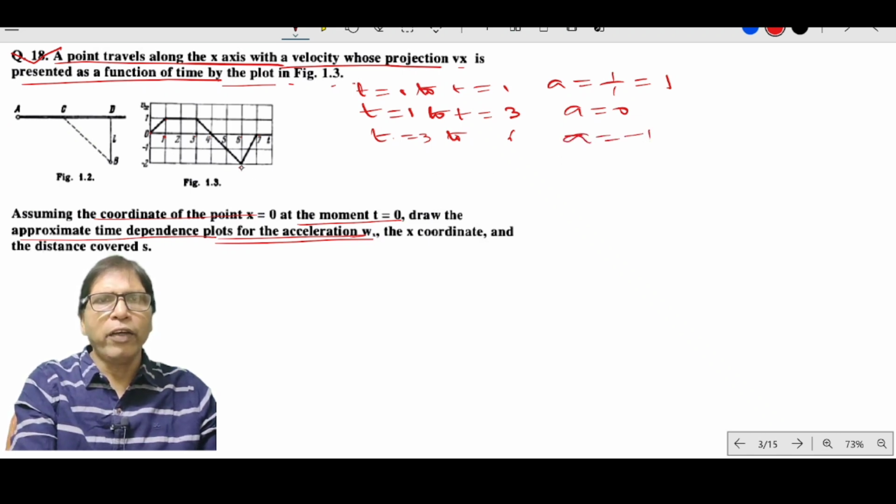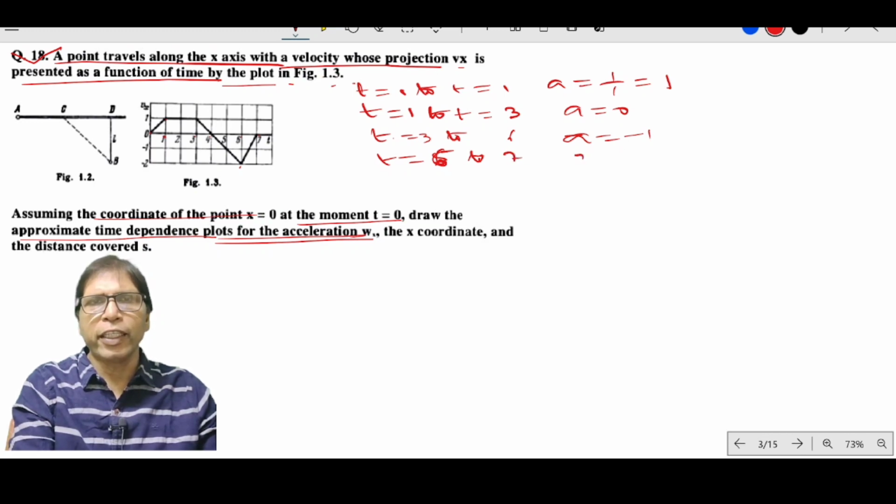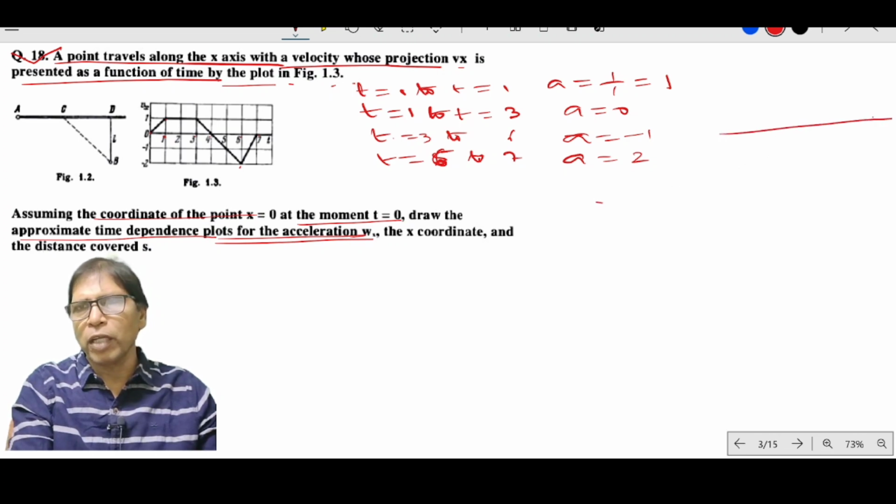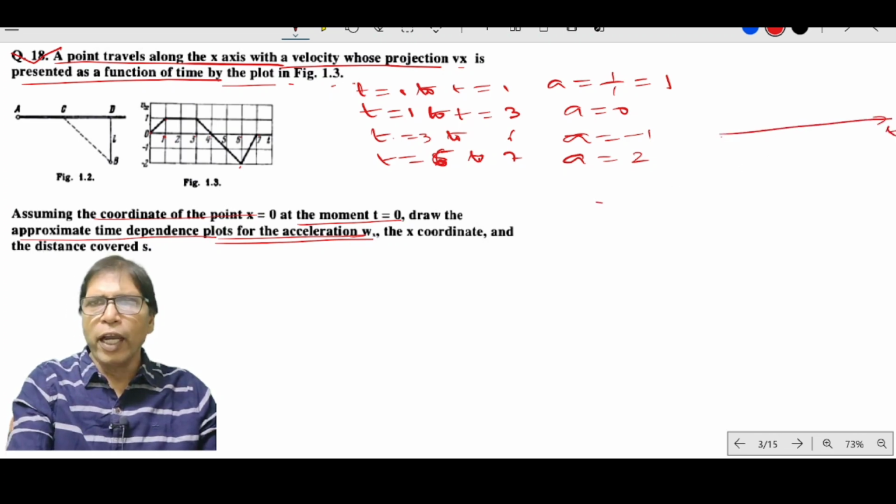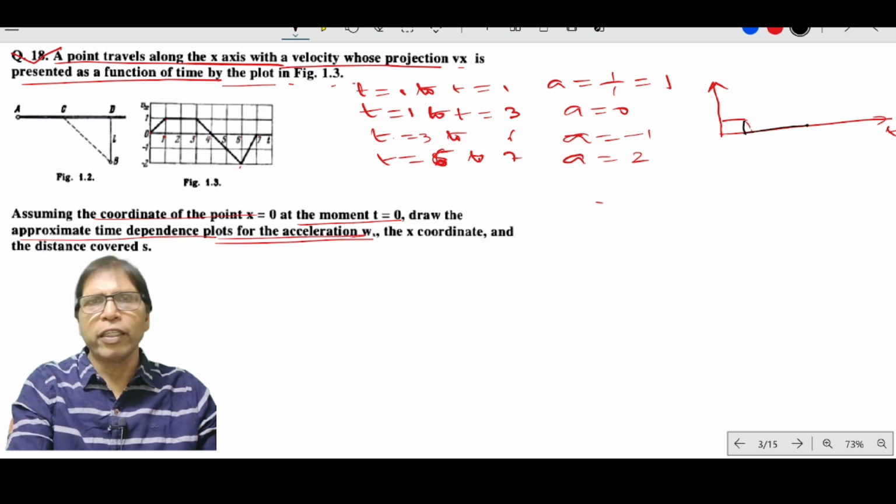And finally, t equal to 6 to 7, this is the acceleration, and this acceleration is equal to 2. So look at this, this is the acceleration time graph, this is the time t, and this is the acceleration a.